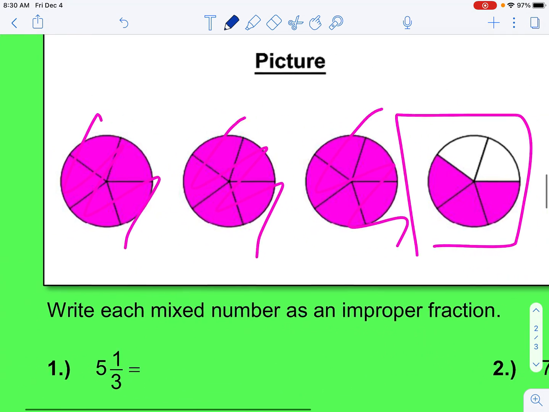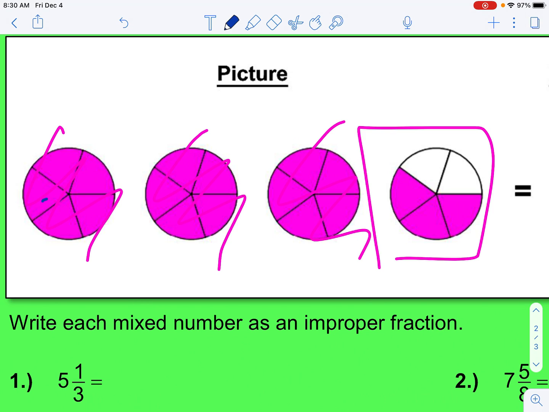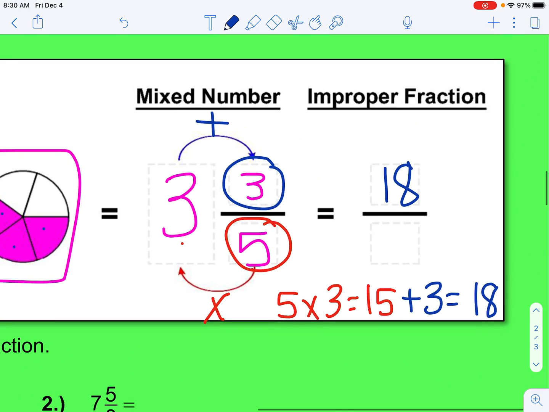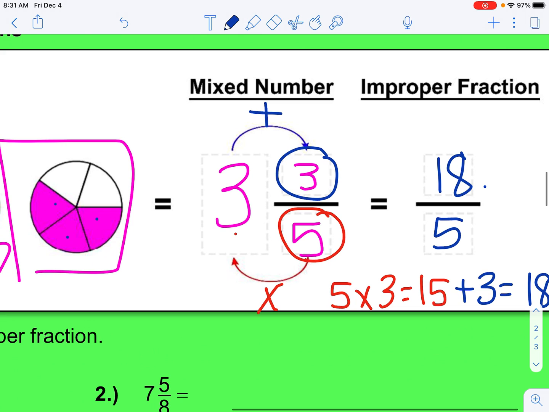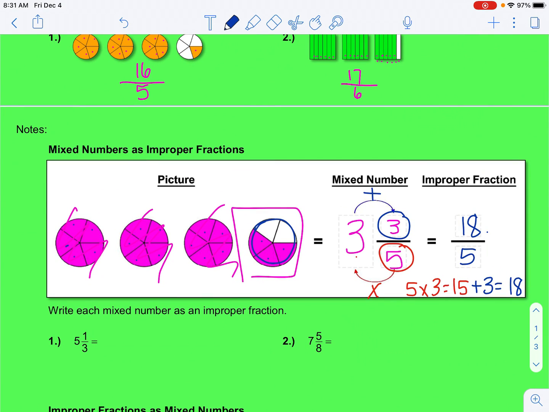And you would get that if you colored in all the total pieces. 1, 2, 3, 4, 5, 6, 7, 8, 9, 10, 11, 12, 13, 14, 15, 16, 17, 18. That's exactly what we got up here. And your denominator stays exactly the same. So 18 over 5. And we know it's 5 because there's 5 total pieces in one of the pictures. Alright, so that's how you change a mixed number to an improper fraction.